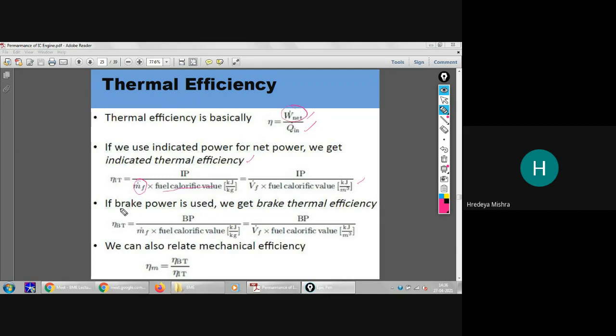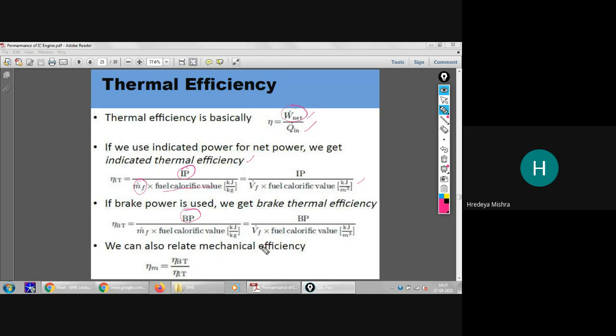Now if brake power is used, we can use brake thermal efficiency here. Brake thermal efficiency, so here is brake power. We just remove the IP. If IP is there, then indicated thermal efficiency is there. And if brake power is used, then brake thermal efficiency is there.